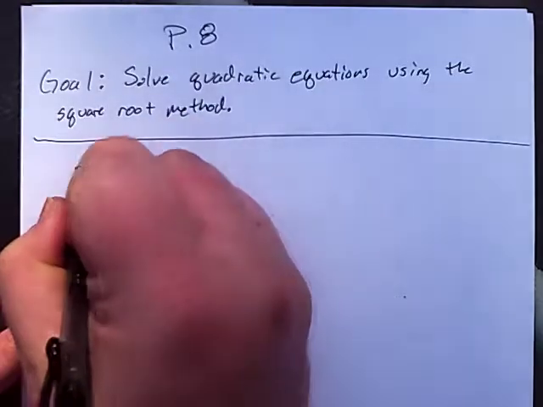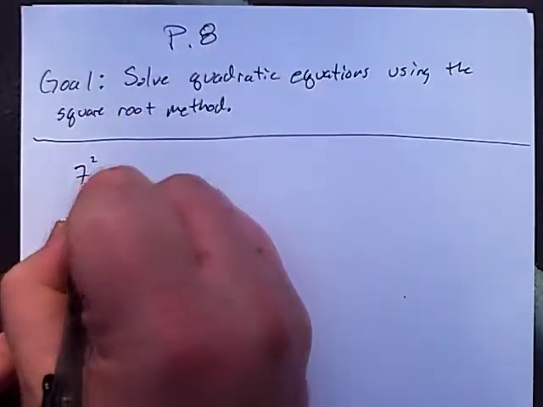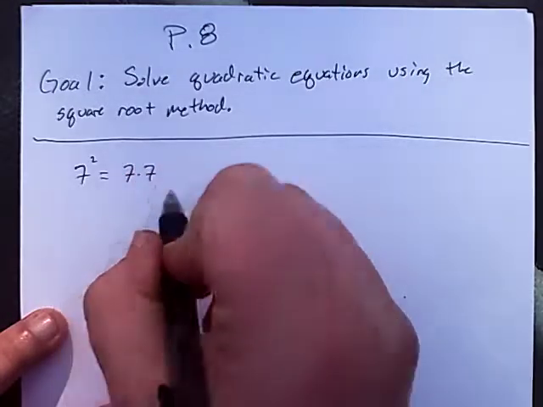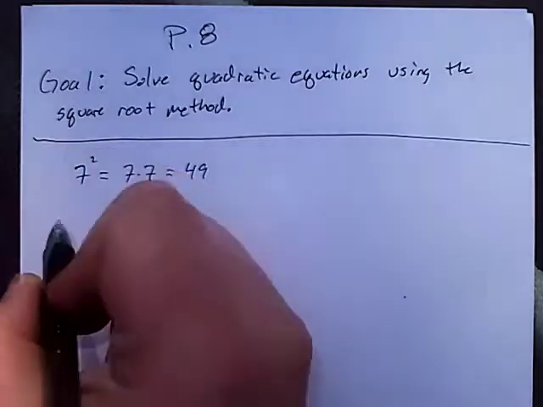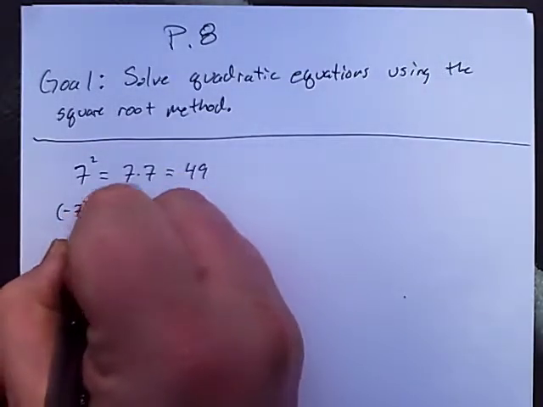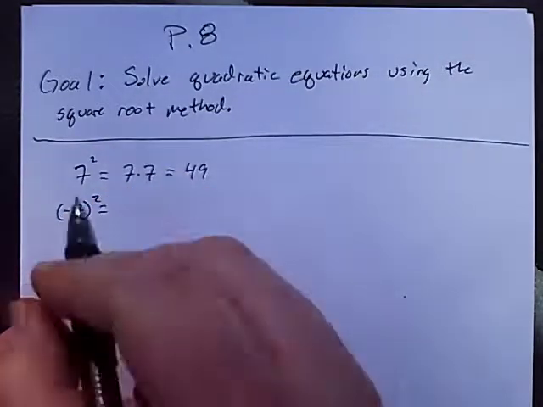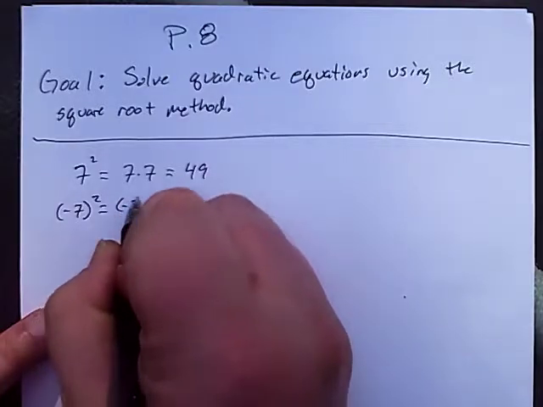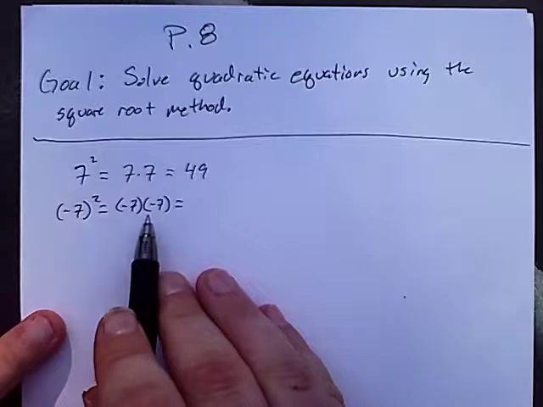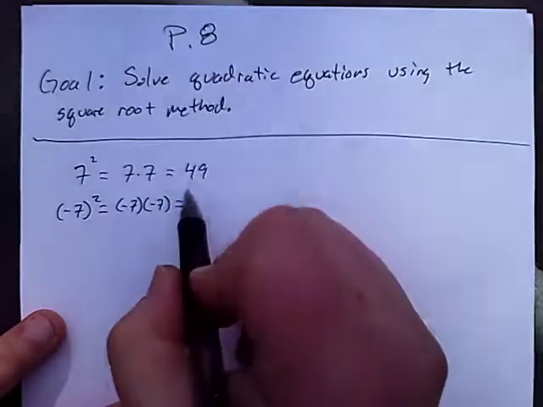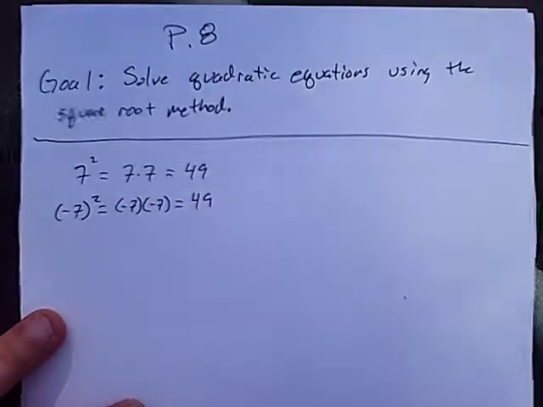If I said 7 squared, we know the meaning of that is 7 times 7. And we know 7 times 7 equals 49. I also want to take a look at what happens at negative 7 squared. Well, negative 7 squared is negative 7 times negative 7. A negative times a negative is positive, and 7 times 7 gives us 49.